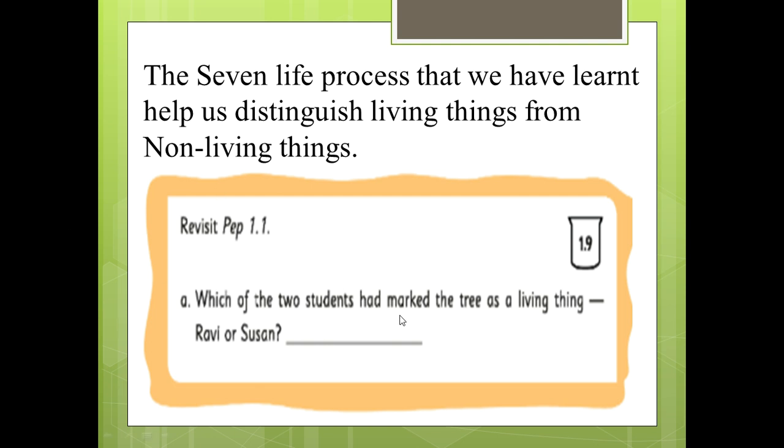Which of the two students had marked the tree as a living thing? Children, in the beginning of the lesson, we saw a pep activity. Do you remember it? In that, Mrs. Green is a science teacher. She took the students to the park. In that, Ravi and Susan prepared an observation sheet, isn't it? From that, this question is asked. Which of the two students has marked the tree as a living thing? Who has marked, children? Exactly, it's Susan.